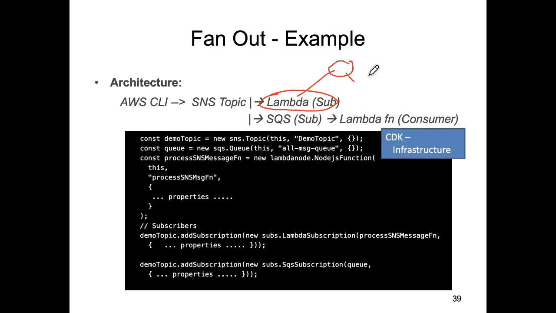which presumably there would be a Lambda that would be processing the messages in that queue, finding out what was the fault with the message, etc.